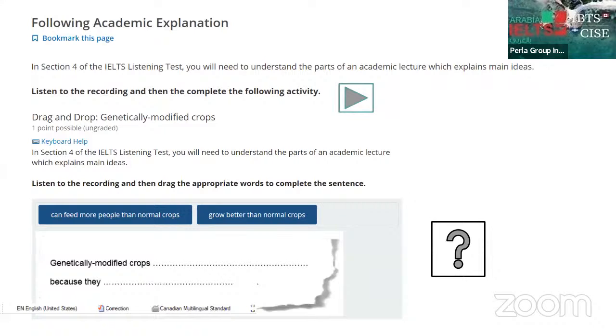So for this one, you'll listen to the recording, and then you'll try to complete the sentence with just one of these options. This is not an IELTS exam, but this is so you can better understand the type of words that you might get in your IELTS section 4, and the type of recordings.